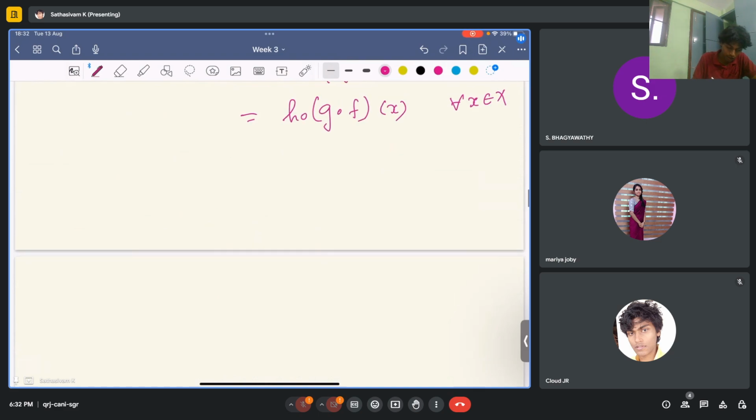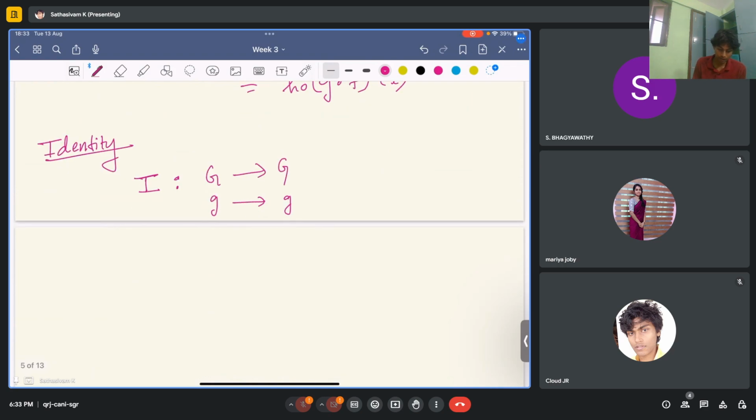Okay. So let's prove the identity. So what is the identity? Identity is nothing but, so I write it as a capital I. This is a map from G to G. So what it does, it takes the G to G itself. So I'm claiming this is my identity. I haven't proved it yet, but I'm claiming this identity.